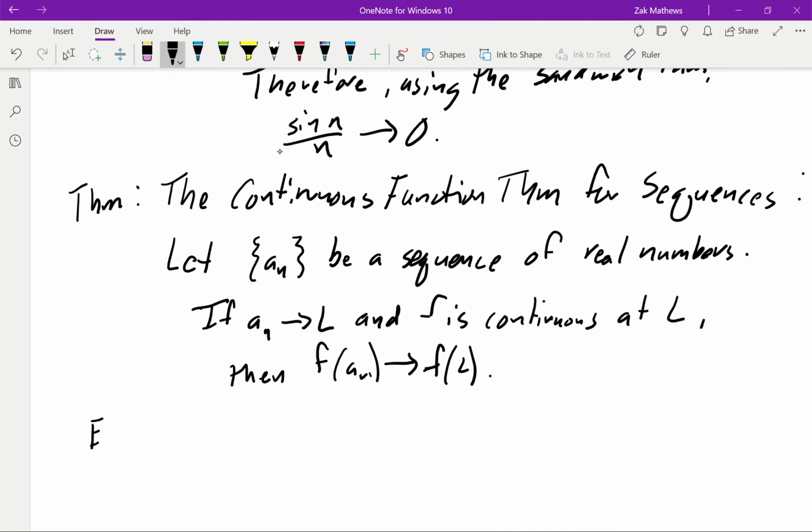So let's take as an example on this one. Show the log of n plus 1 over n converges to 0.